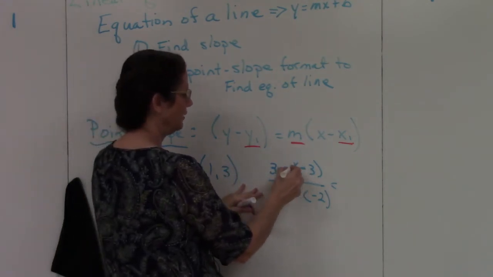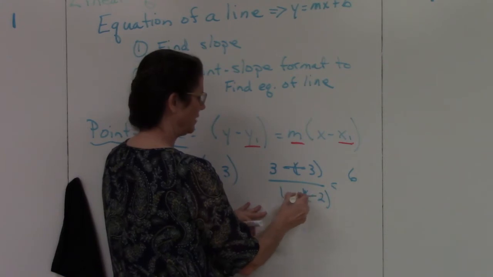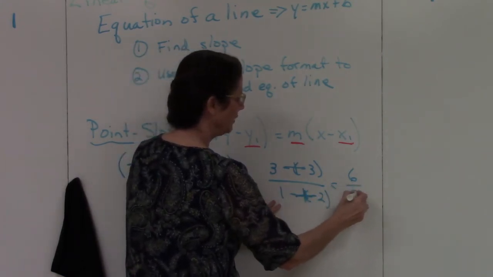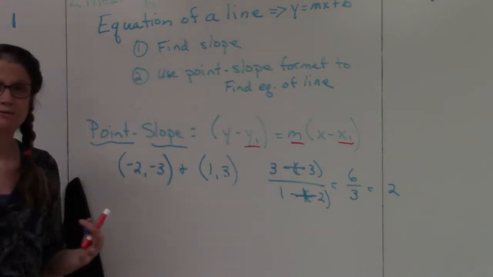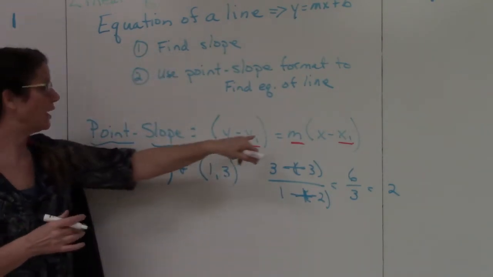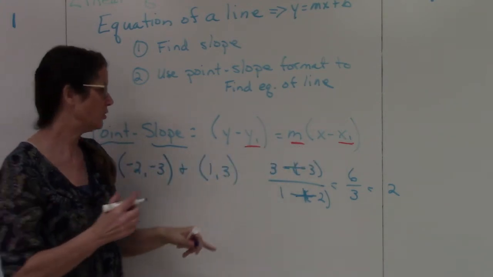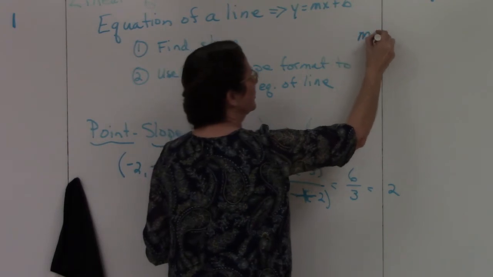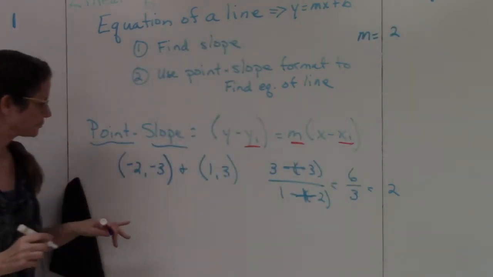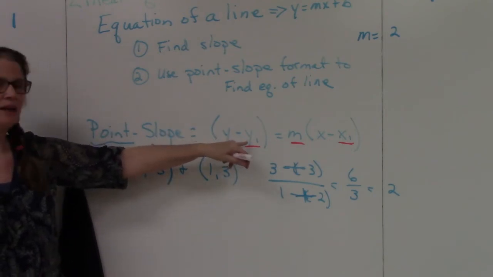So double negative makes this a positive, so I have a 6. Double negative makes this a positive over 3. 6 divided by 3 is 2, and it's positive. Okay, so my slope is 2. So I just found this value. Okay, found what the slope was. So I'm going to put that, I hope you can see this, I'm going to put that up here. All right, so we're good there. Already found it. Now all I need is the x and the y.